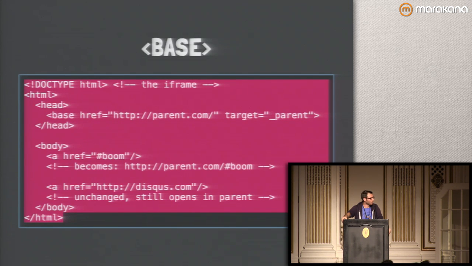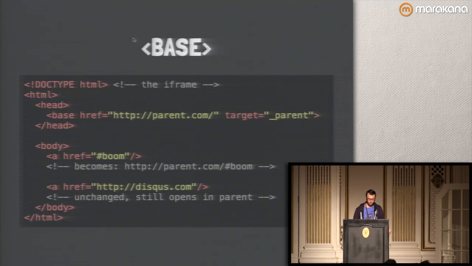And now I've got these links below. There I've got this relative link. Even with the document fragment, that works too. So the document fragment becomes parent.com/boom. I don't know what boom is. And then below I have an absolute link that's going to disqus.com. That's not going to be influenced by the base href, but it will still open in the parent.